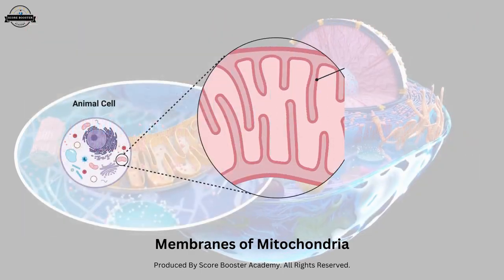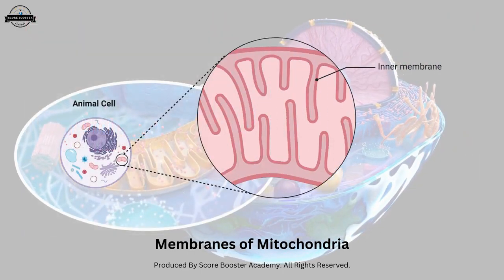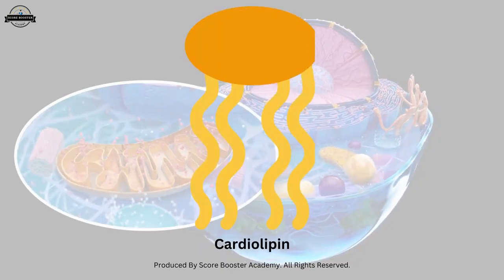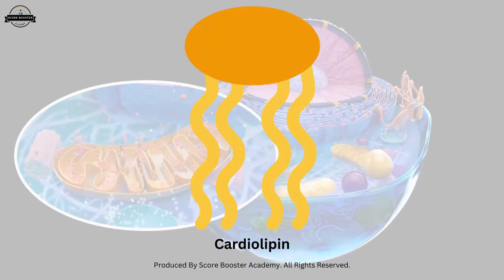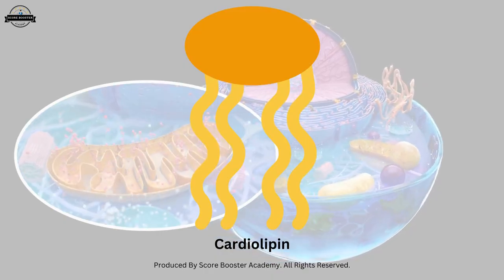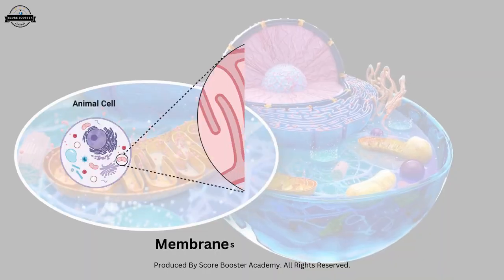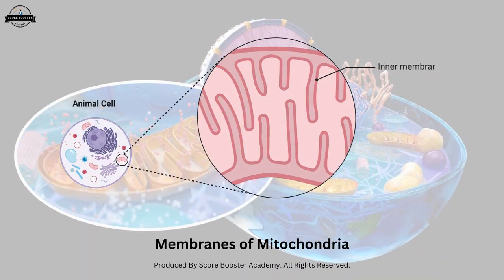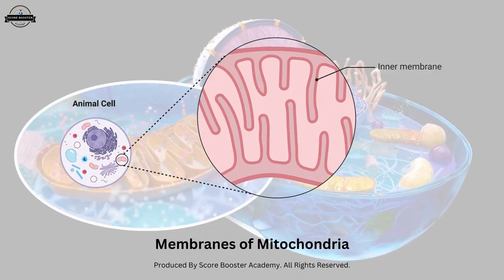The inner membrane, in particular, contains a high proportion of cardiolipin, a phospholipid that is important for maintaining membrane integrity and facilitating the activities of various proteins involved in ATP synthesis. The inner mitochondrial membrane houses several protein complexes that are crucial for oxidative phosphorylation and ATP production.